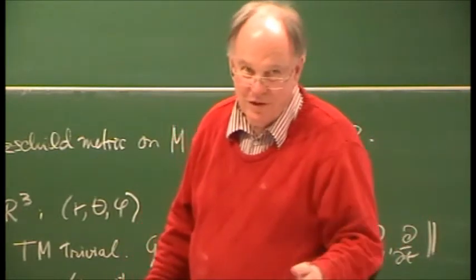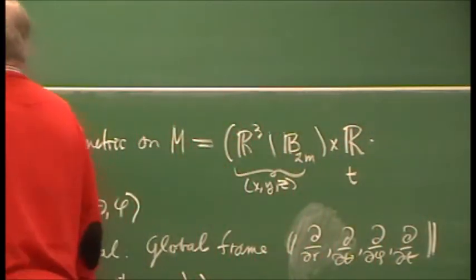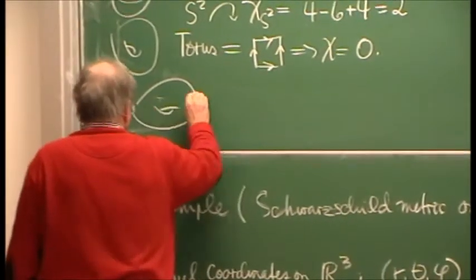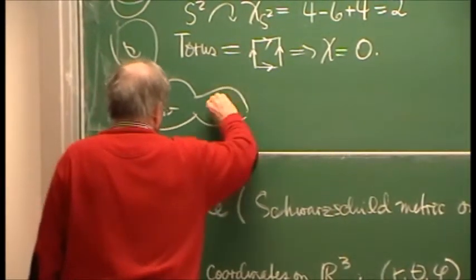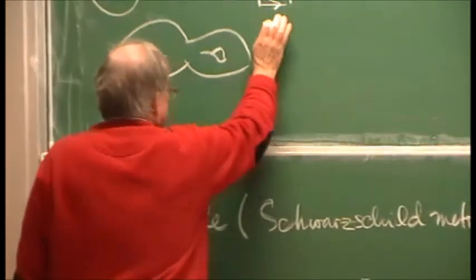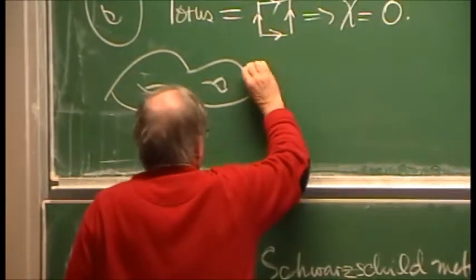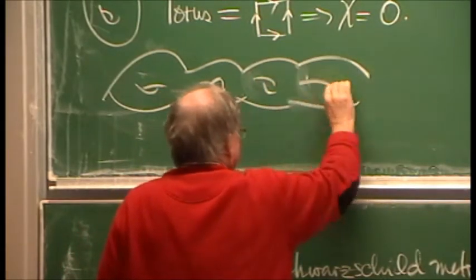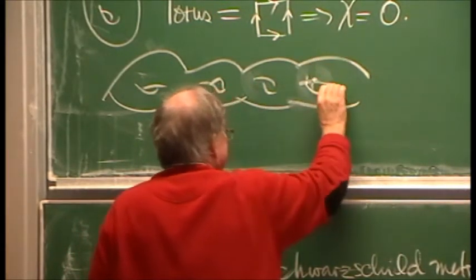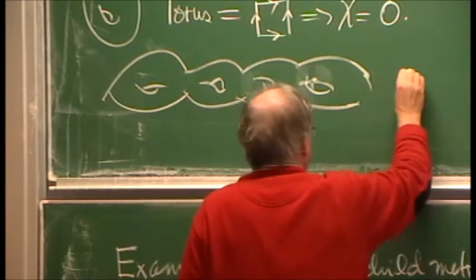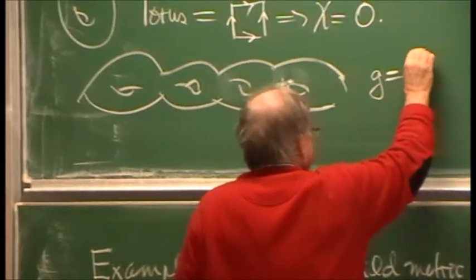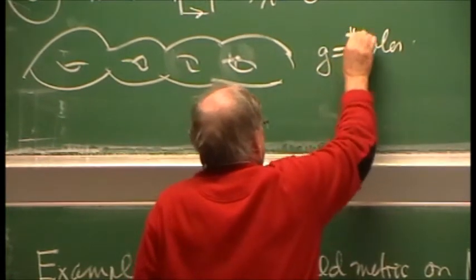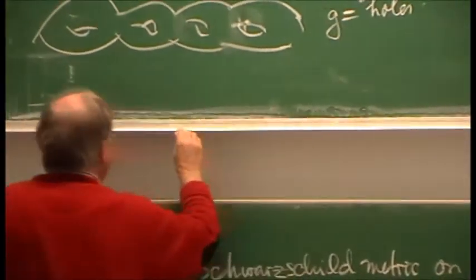This is an easy construction. So for a double torus, we attach a handle. And for a triple torus, we attach another handle. And Clavis wants a formula. We find out that the number of handles, the number of holes, G, is what you may be thinking of.